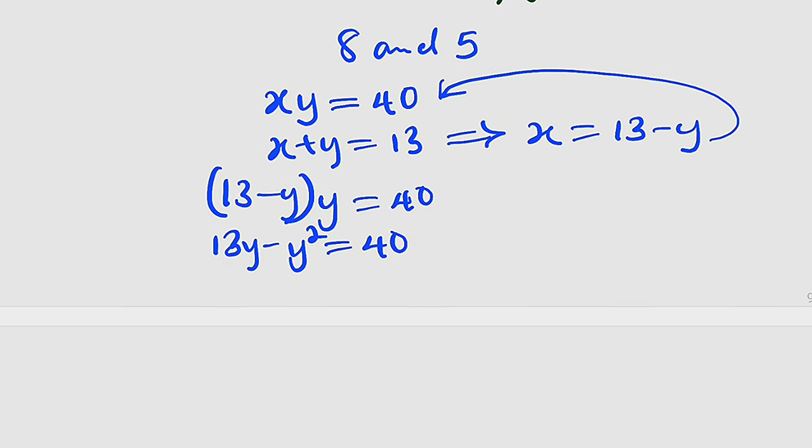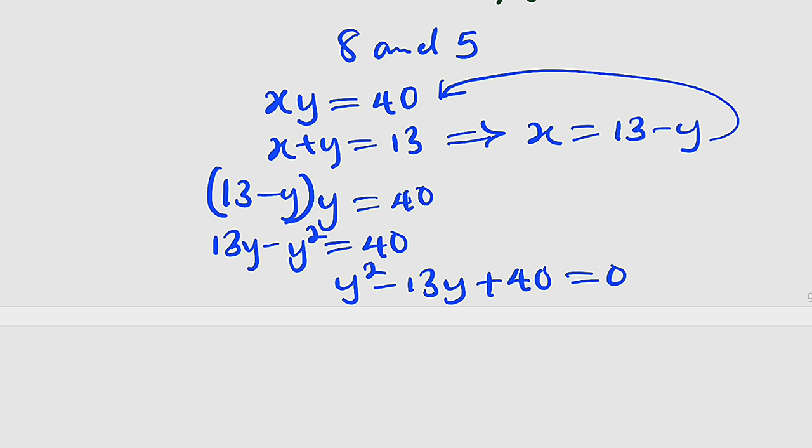Then we take every single term to the right hand side. Once negative y squared crosses over, it becomes y squared. Once 13y crosses over, it becomes negative 13y. We already have 40 there, and everything equal to 0.